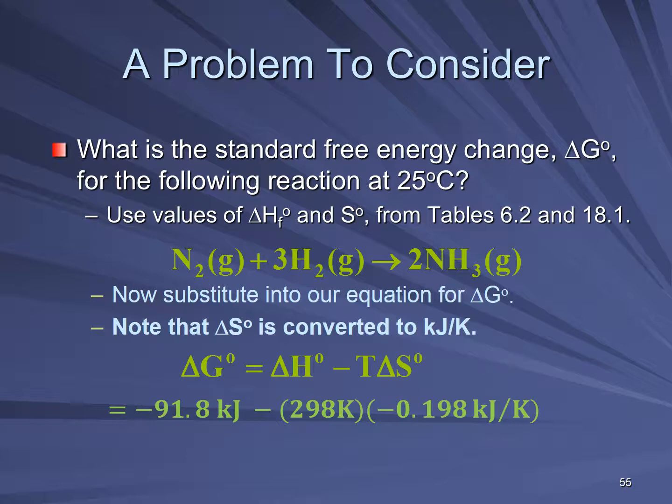And so we have negative 91.8 plus 0.198 times 298, which is 59. And so the total is negative 32.8 kilojoules. So is this reaction spontaneous or not spontaneous? Well, because it's negative, it's a spontaneous reaction at 25 degrees Celsius.